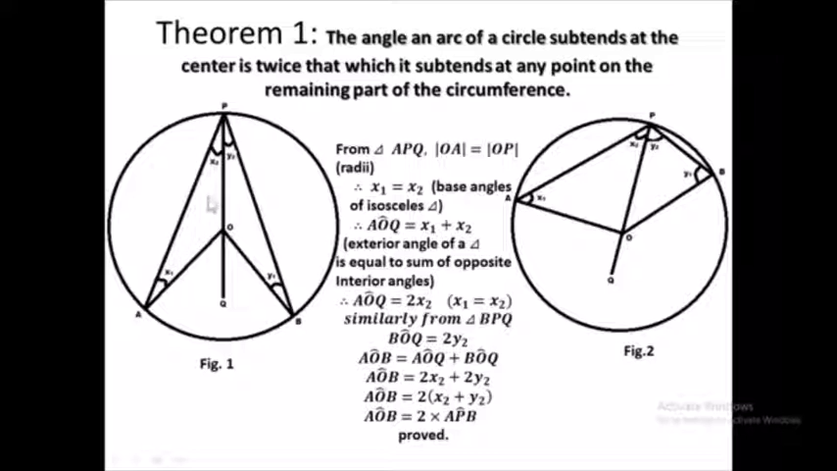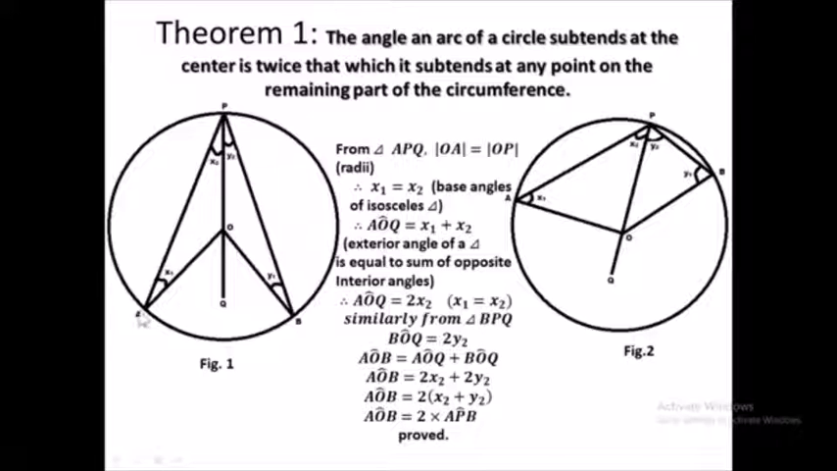If you look at this triangle APQ, it's an isosceles triangle. Why? Because AO is a radius and OP is also a radius, so those two sides are equal. And from the theorem we saw before, that means this x1 and x2 are the same thing. They are equal, and that's what you are having here.